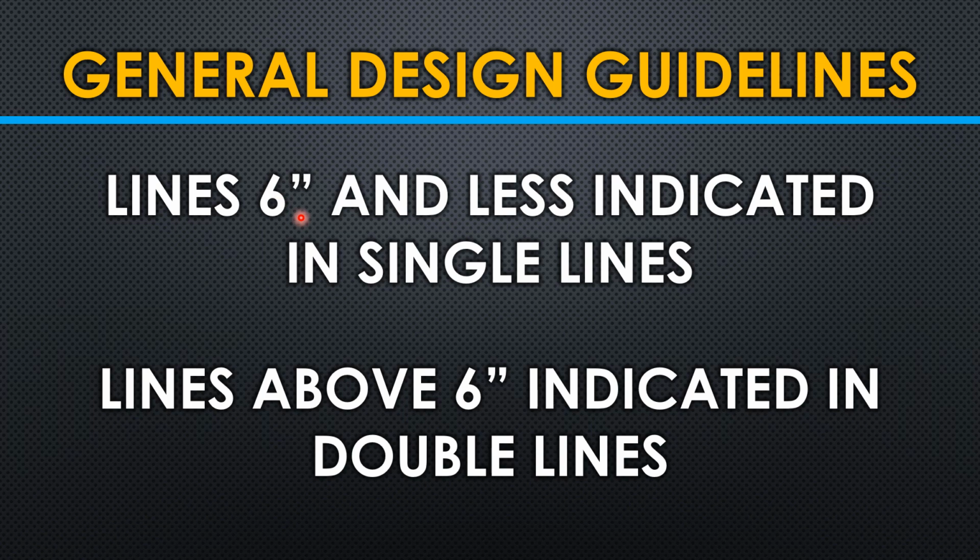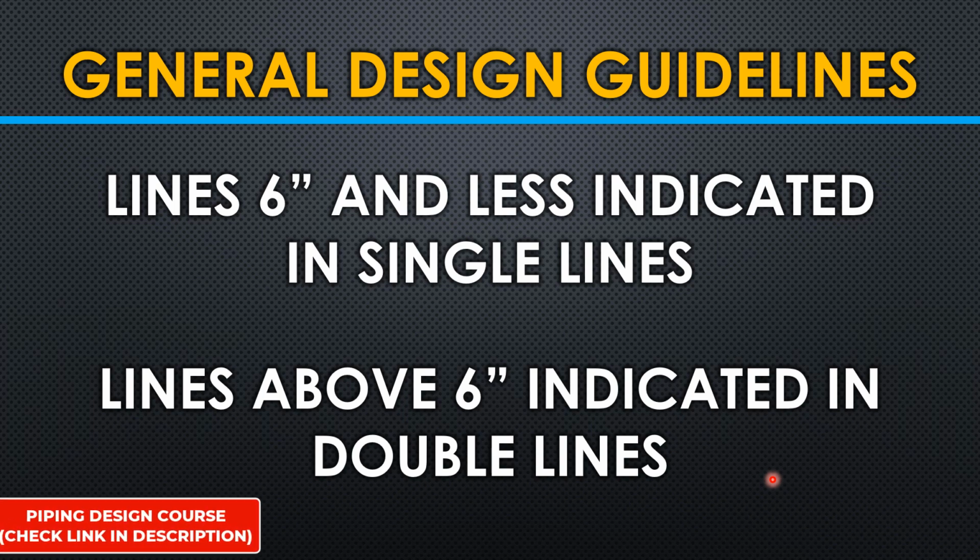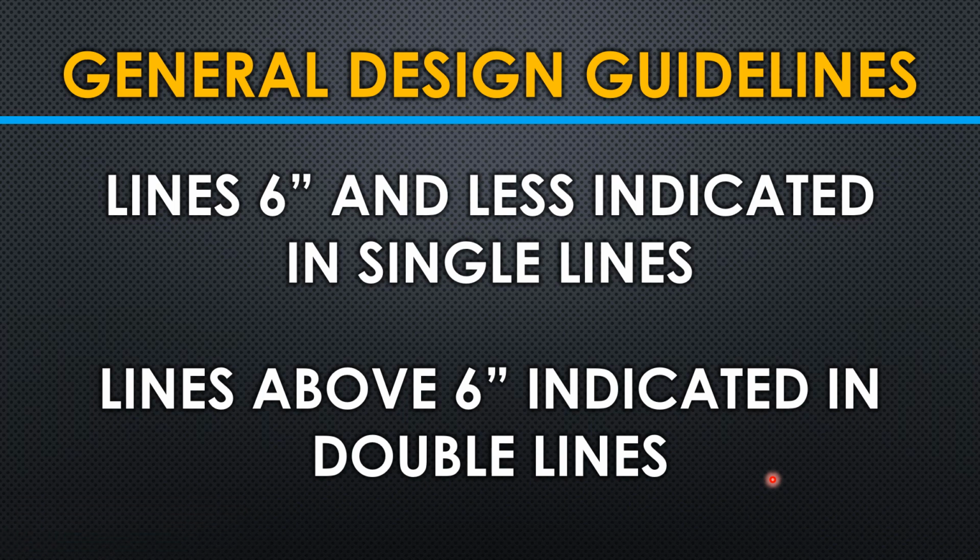So, here we are covering the 6 inch. Right from 6 inch and less, you will show in single line, and lines above 6 inch, which actually starts from the 8 inch, are indicated in the double line. It is only to ensure that the piping layout appears without any congestion. If you are going to put all the lines in double lines, the entire layout will be congested, because the paper size is going to be very small. So, that is the purpose of this requirement.